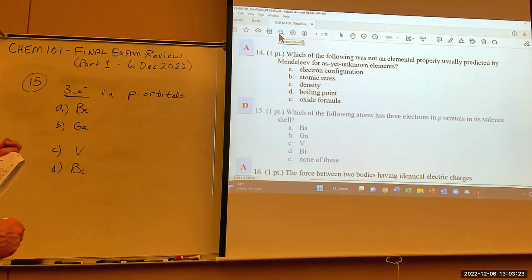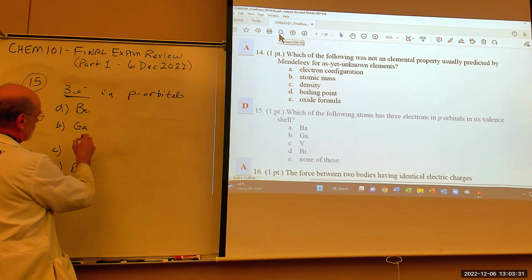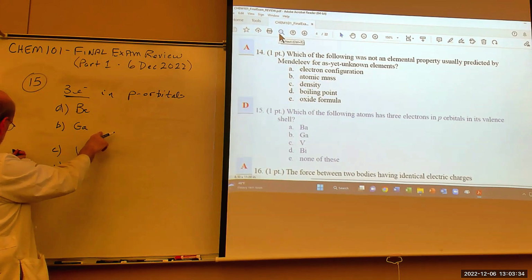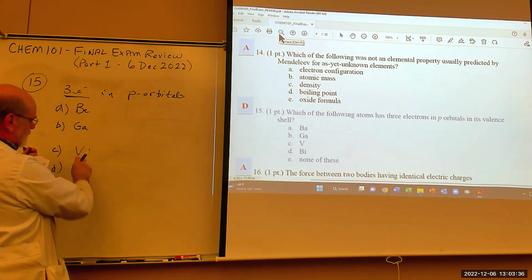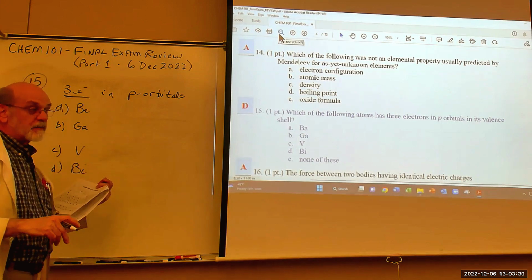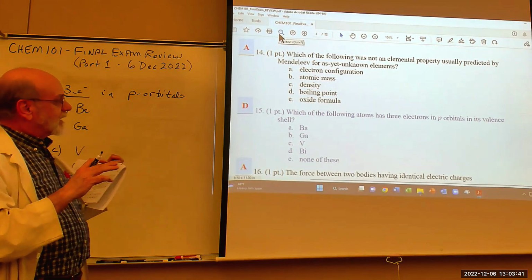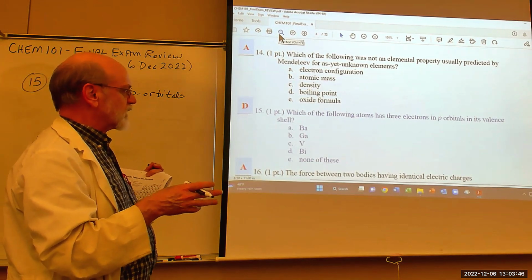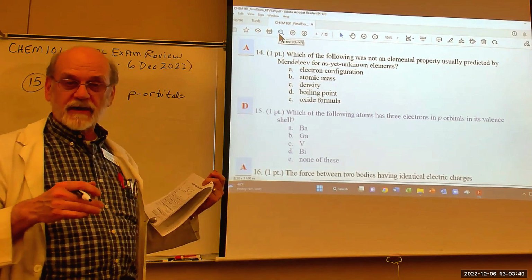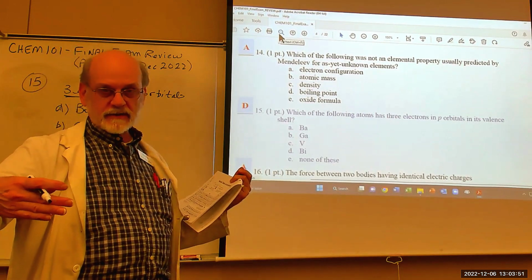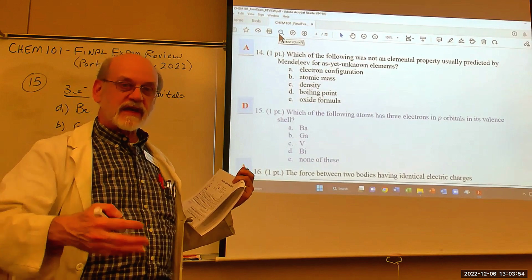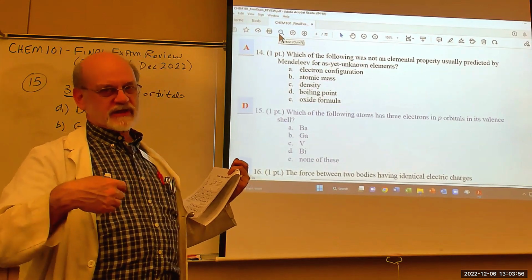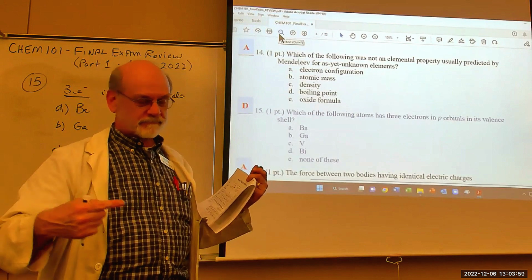Let's see, barium, no. Gallium only has 1 electron in the p group. Vanadium's a transition metal. Now, we have to take some liberties with this question. Which of the following atoms has 3 electrons in p orbitals in its valence shell? That is, its outermost shell, right? It may have p electrons in the core, but we're not interested in those. We're interested in the valence shell.